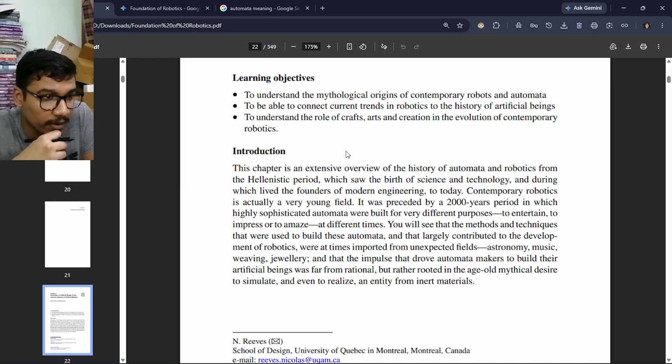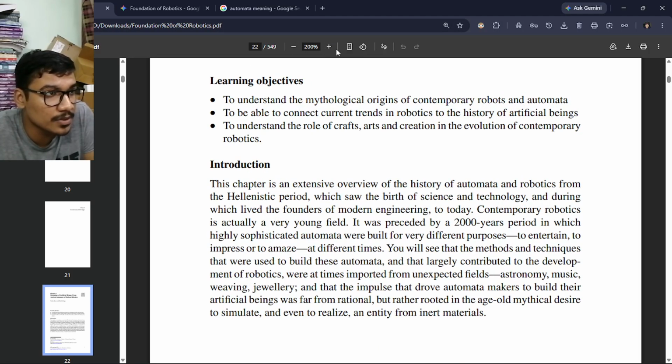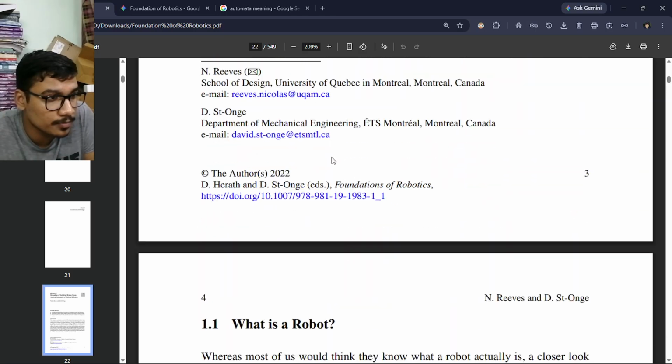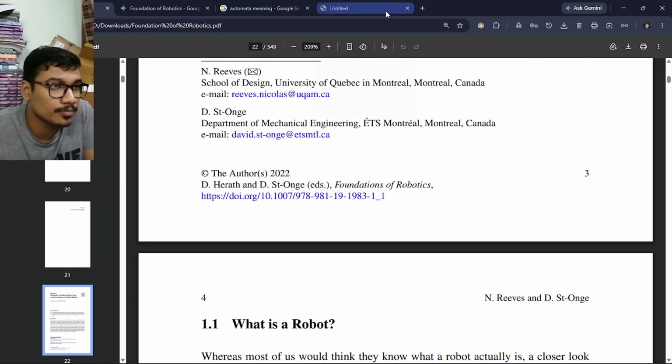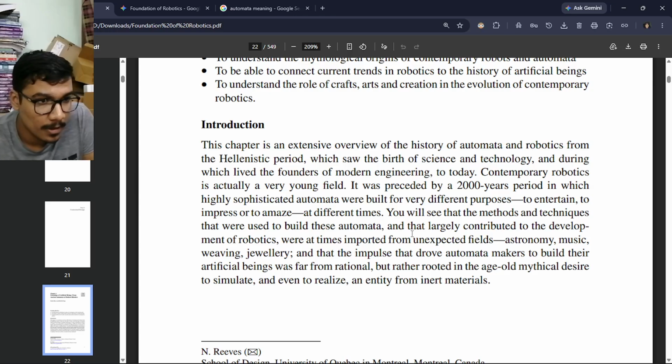Contemporary robotics is actually a very young field. It was preceded by a 2000-year period in which highly sophisticated automata were built for very different purposes: to entertain, to impress, or to amaze at different times. You'll see that the methods and the techniques that were used to build these automata largely contributed to the development of robotics. Okay.